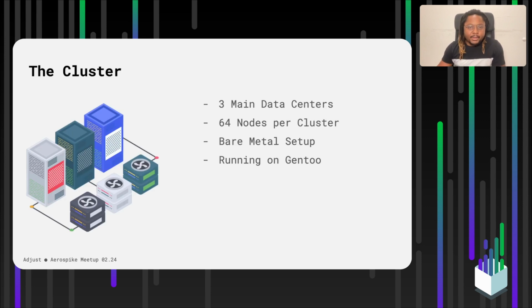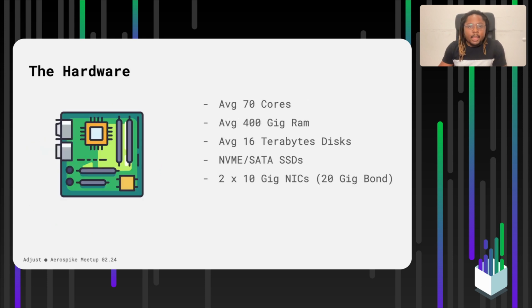We store all of this data in three logical separate data centers around the world. Each data center has an Aerospike cluster, which has about 64 nodes running on a bare metal setup, running on a Gen 2 operating system. The hardware is about maybe 70 cores on average, 400 gigs of RAM on each node, and then about 16 terabytes worth of hard disk. Hard disk is NVMe or SATA SSDs.